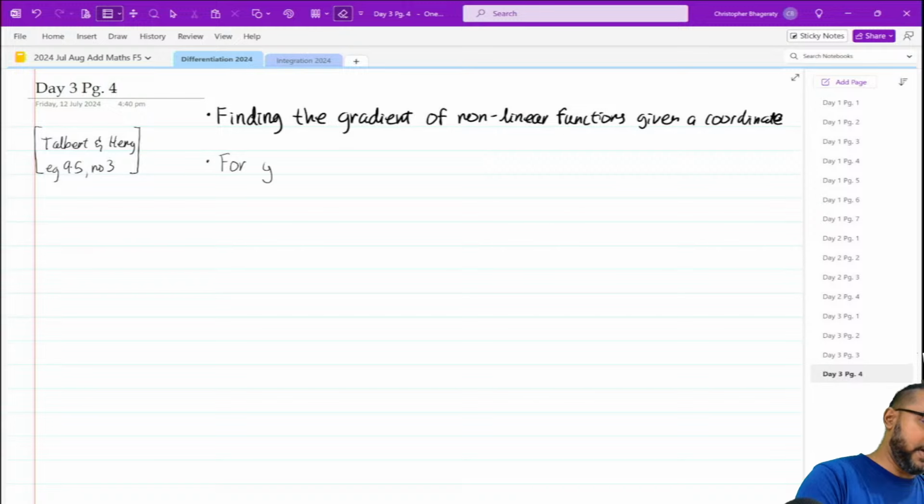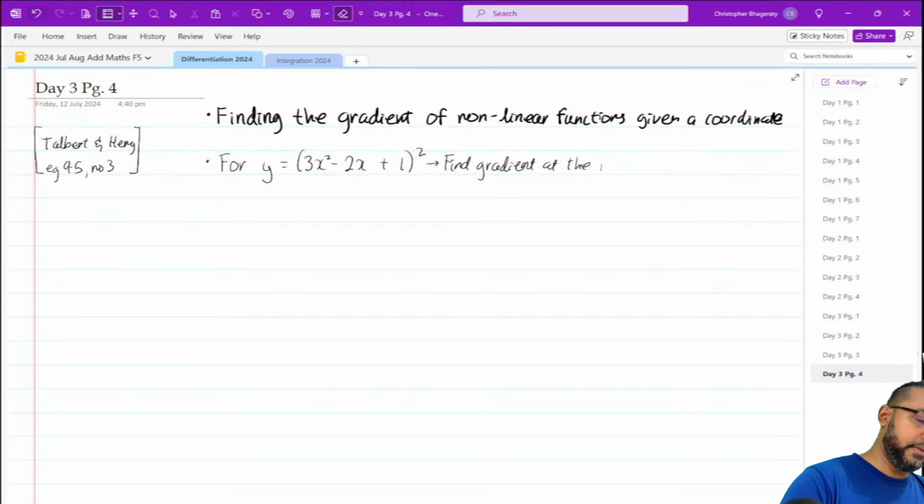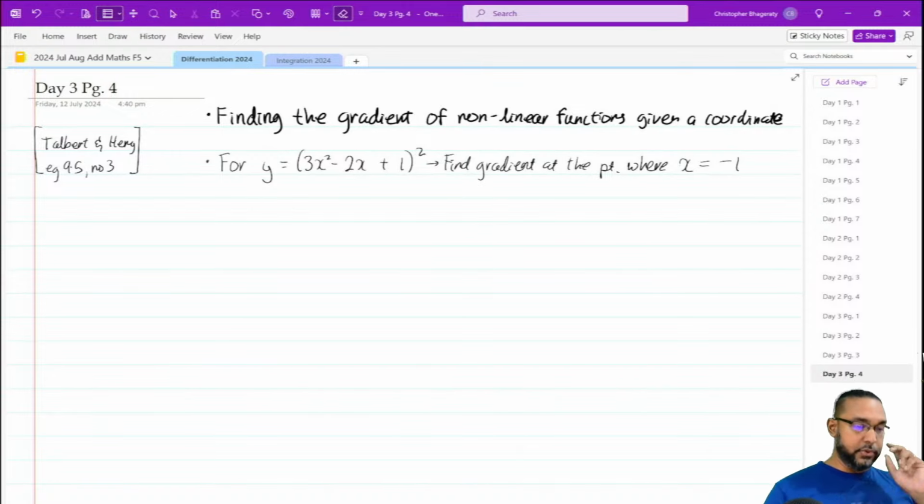For the function y is equal to 3x squared minus 2x plus 1, then squared, find the gradient at the point where x equal to minus 1. Okay, so they've given us a function, y equal to 3x squared minus 2x plus 1, all squared. And they want us to find the gradient of that function at the point where x equal to minus 1.